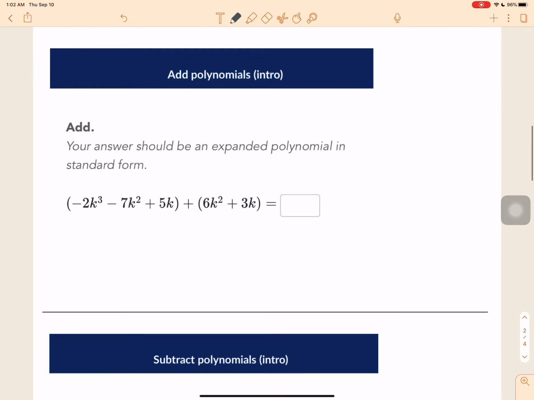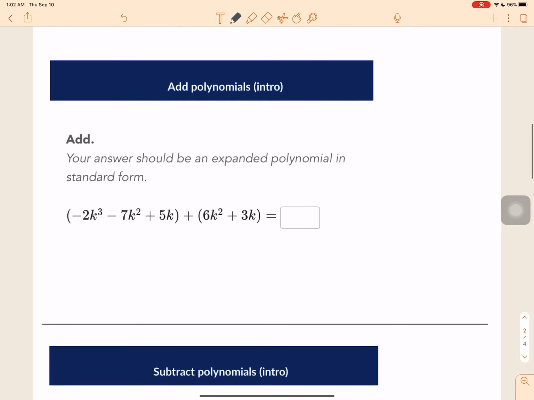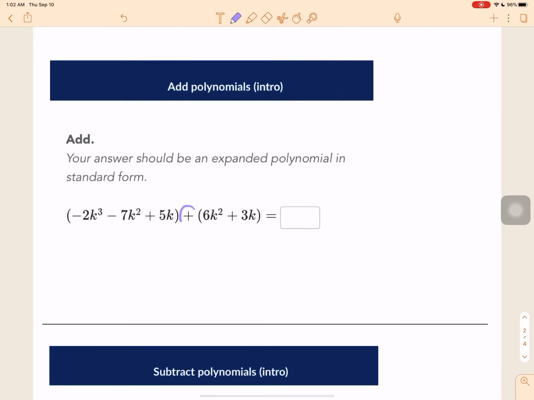All right, so our first example is from the Khan Academy practice on adding polynomials, the intro. Once you do this example, I recommend pausing the video and going to do this Khan Academy practice and see how you do. Okay, so for this one, it's relatively simple. Since we just have the positive here, adding, we don't have to worry about the parentheses.